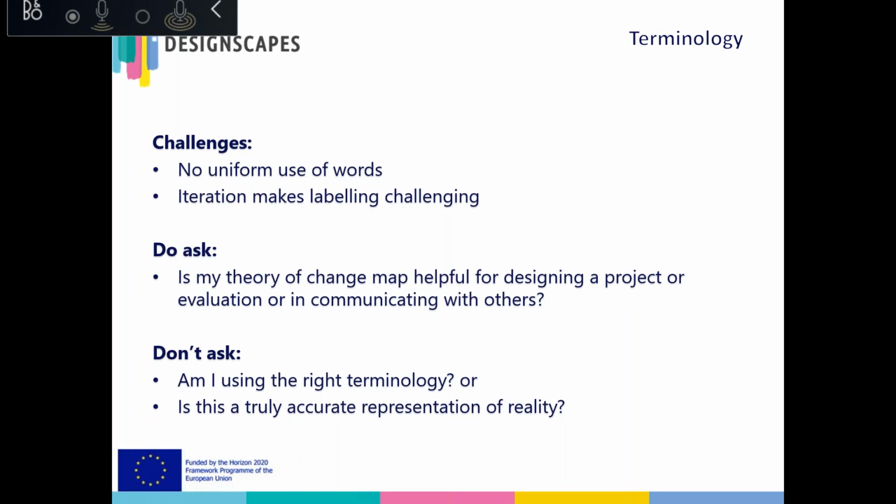Also, people use the same terminology differently. So what might be an output for one person might be an outcome for another. I actually once witnessed a 20-minute conversation in a small working group about the difference between an output and an outcome. Now, all this is fine, but if you do get stuck in that space, it's worth remembering the underground map. Because the question isn't necessarily, am I using the right terminology and am I actually representing reality?